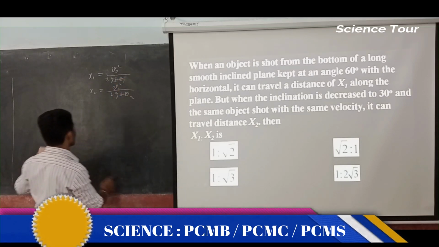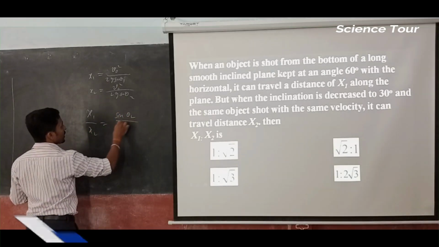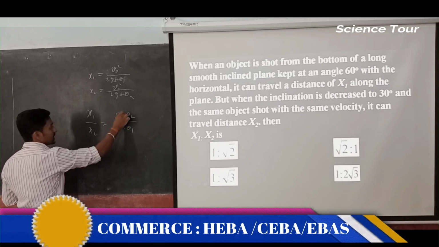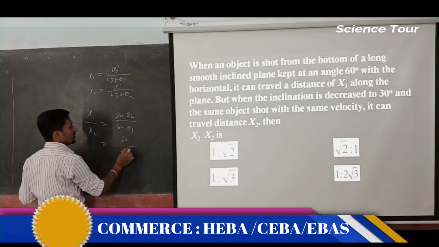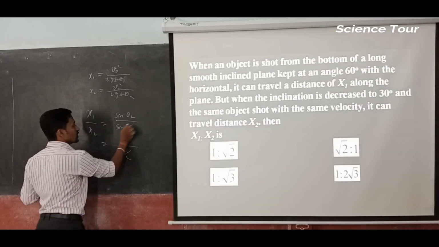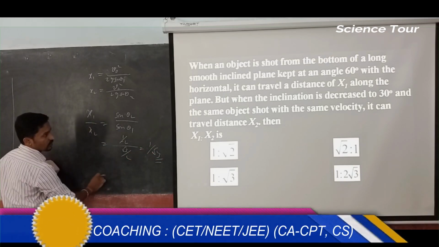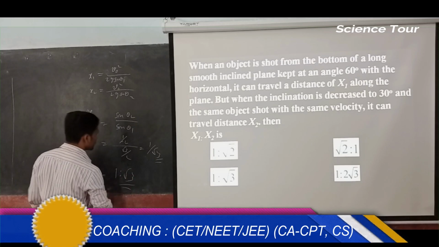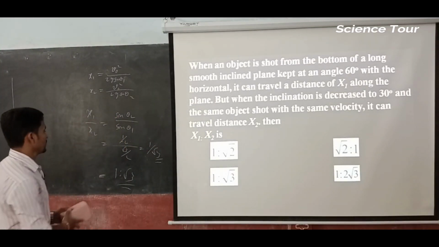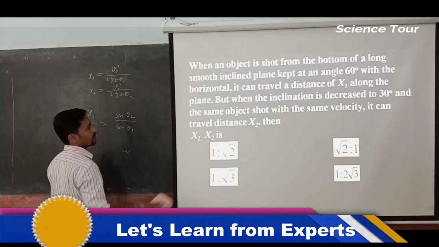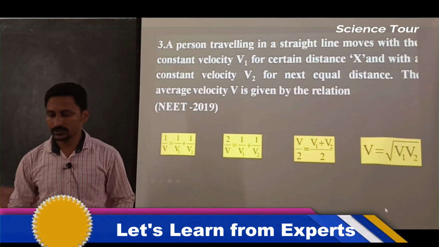Now it is inversely proportional, so x1 divided by x2 is equal to sin theta 2 divided by sin theta 1. Earlier it was 60 degrees, now it is 30 degrees. 60 means root 3 by 2, 30 means 1 by 2. So it is 1 by root 3, which is 1 is to root 3. This is the answer. The options are A, B, C. Option is C. We were talking about motion in a straight line.